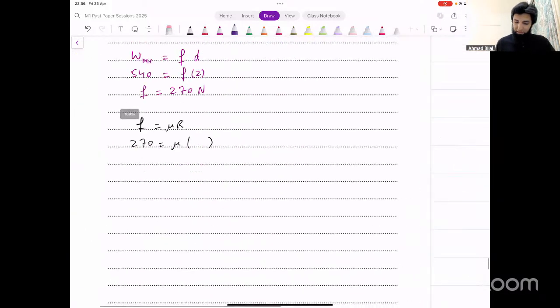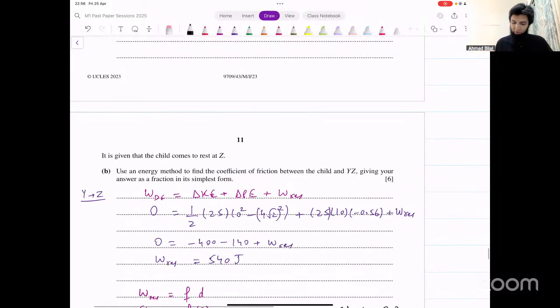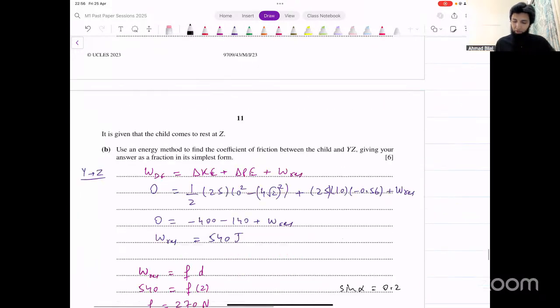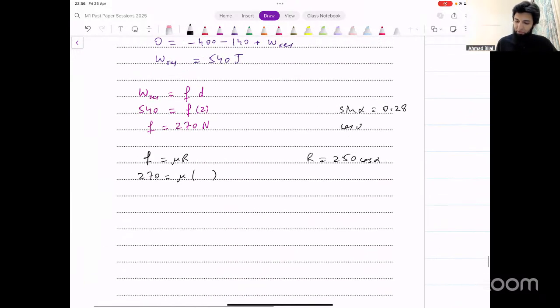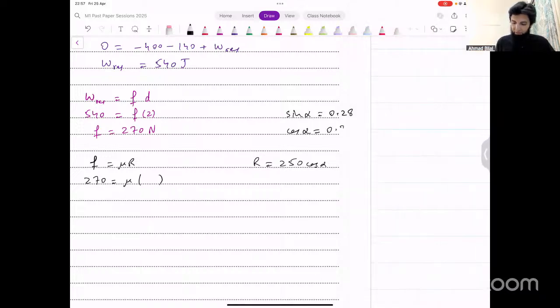We can say R is equal to 250 cos alpha. Now the question gave us the value for sine alpha. That was 0.28. Can we find the value of cos alpha from that? Just put this on our calculator. Sine inverse of 0.28, and you find cos of that. That's 0.96. Put that here.